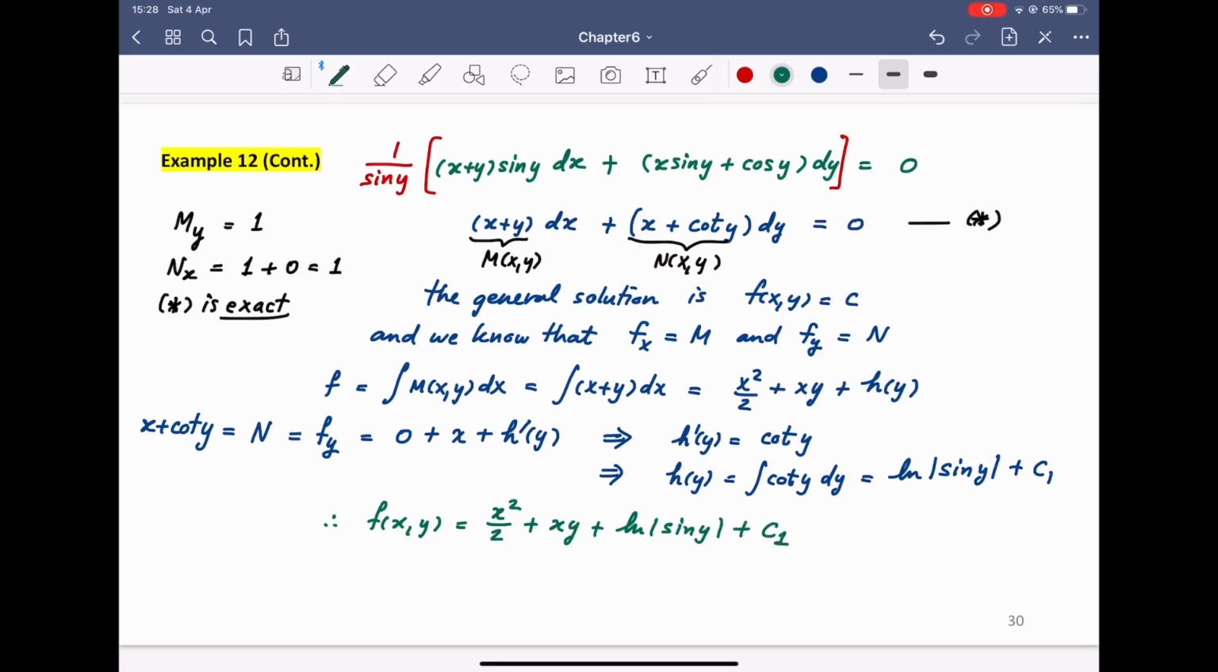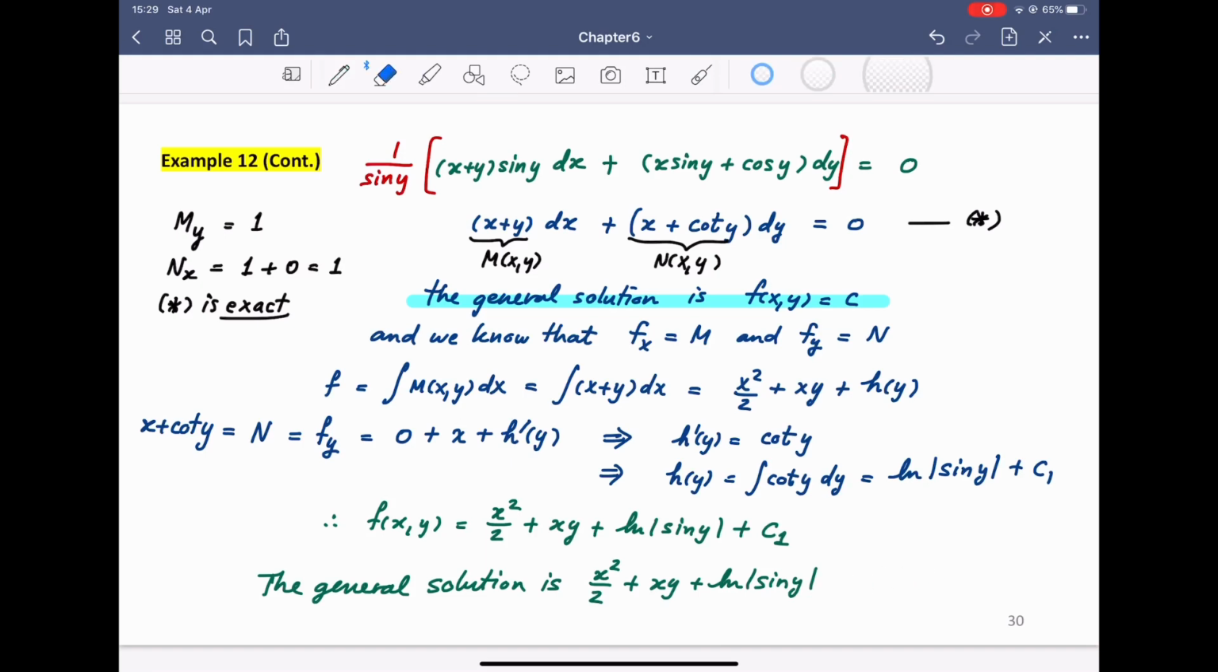Well, this is your function f, and then you already know that the general solution is of this form. So the general solution is x squared over 2 plus xy plus log absolute sine y plus c1 equal to c. But you can group c1 with c because they are constants. So this is just equal to c, and that's all. This is your final answer for this question.